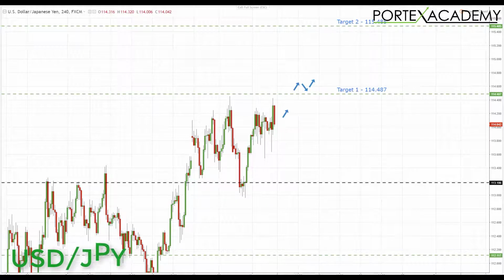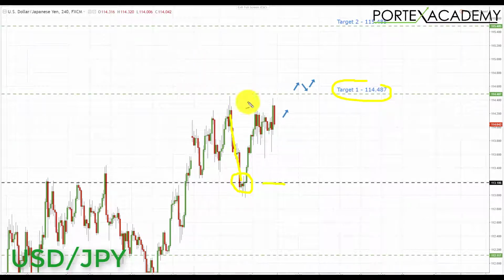The next pair we're going to look at is the US dollar Japanese yen. Now last week we were looking for a pullback into the key area of broken resistance turning support at the 113.186, which as you can see we did get that pullback. And we were looking up towards the target of the 114.487, and we came just shy of this target before the close of the markets last week.